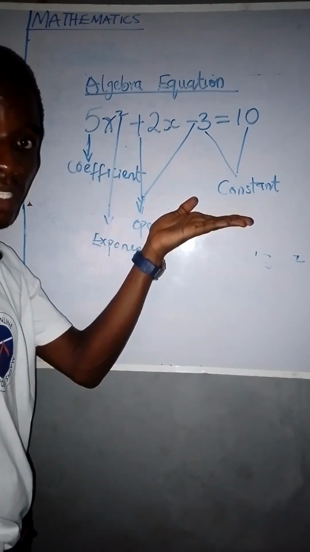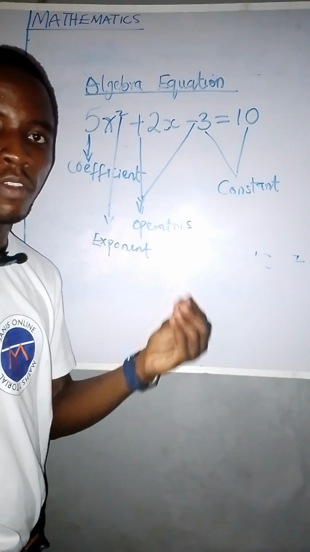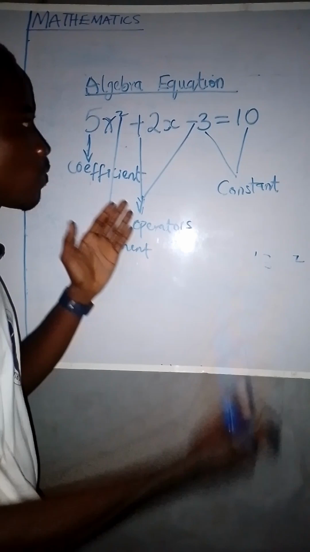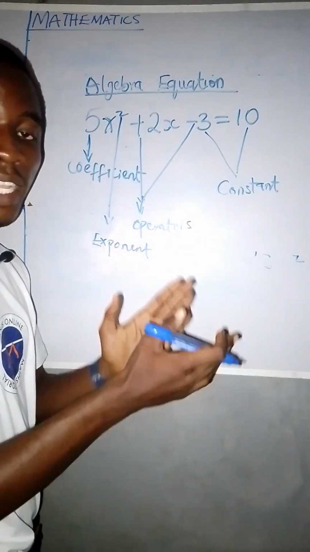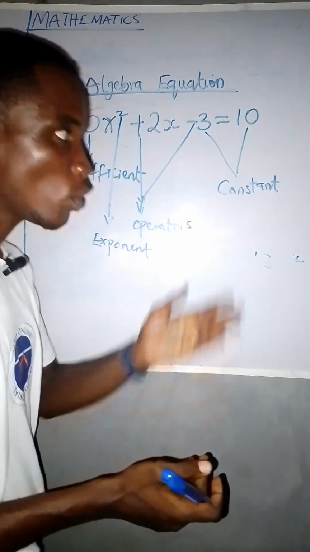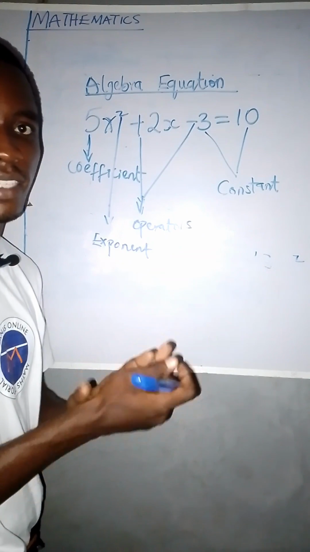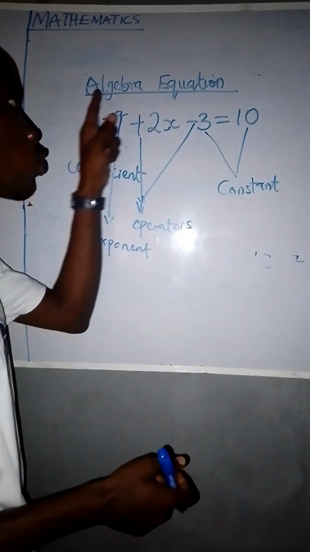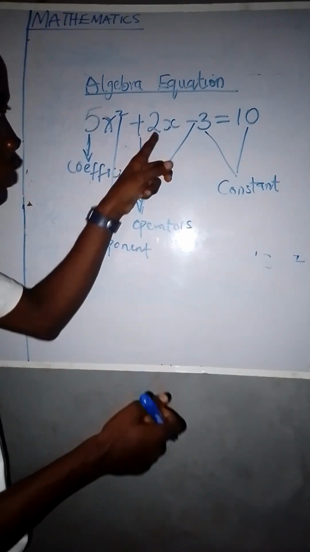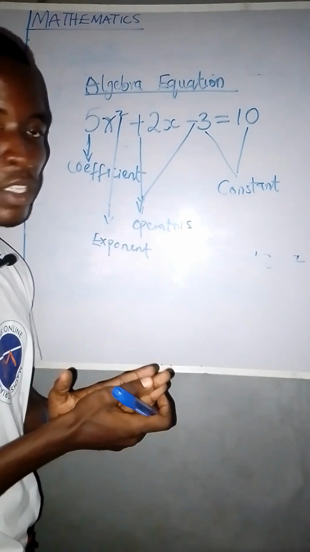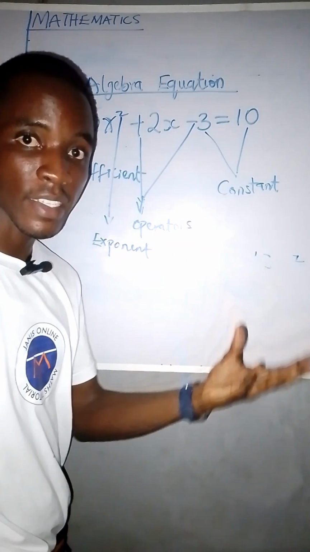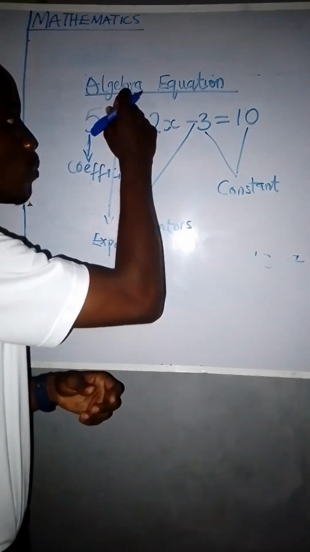These are the terms present in an algebraic equation. For you to be able to solve any algebraic equation, you should be able to tell us everything present in that particular equation. An algebraic equation has letters, numbers, operators, and an equal to sign, with expressions on the left hand and right hand side. We have 5x squared plus 2x minus 3 equal to 10. The 5 and the 2 are both coefficients because they are attached to a variable, which is the x. Then this x here has a power of 2.